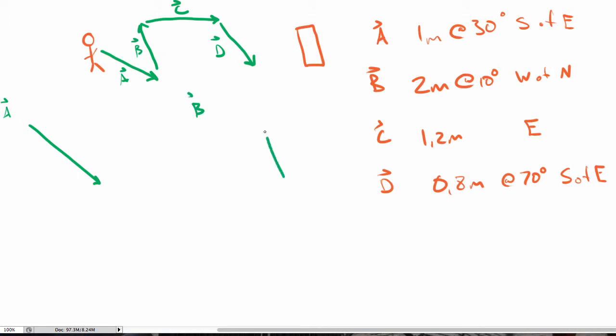I'm going to draw them separately, and you'll see why in a minute, because I'm going to break them up into the components. My vector C, that one's pretty easy. Straight east, and then vector D, something like this. Now I have some angles here. Let me draw those angles.